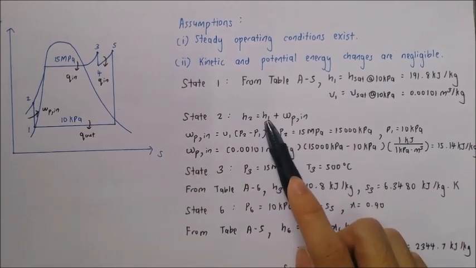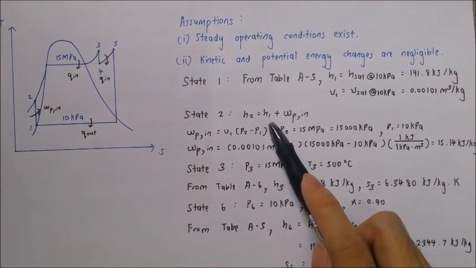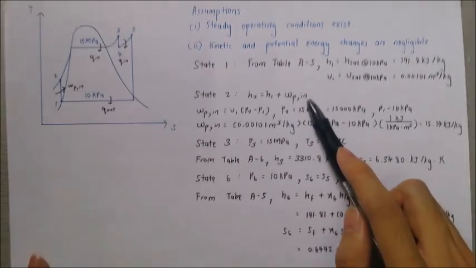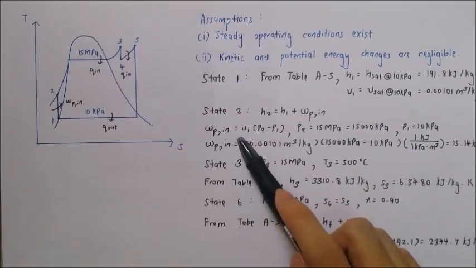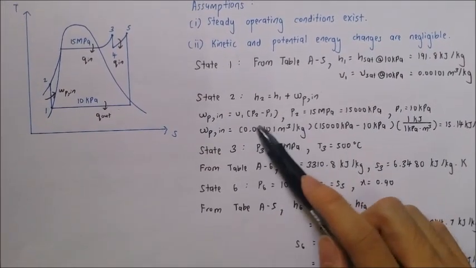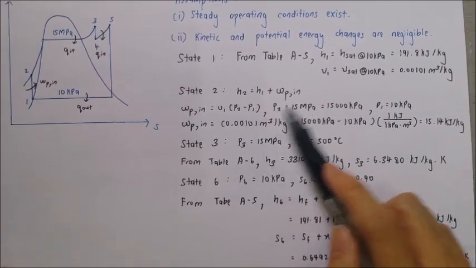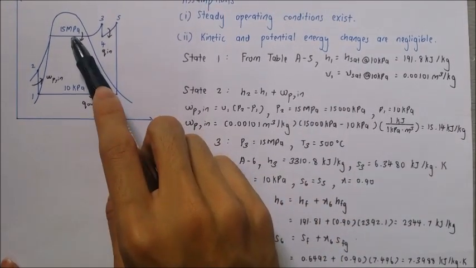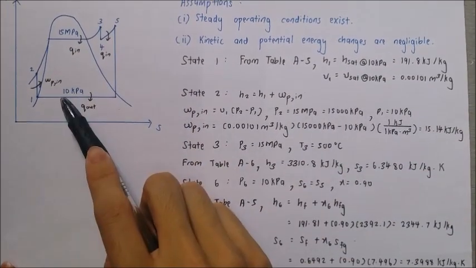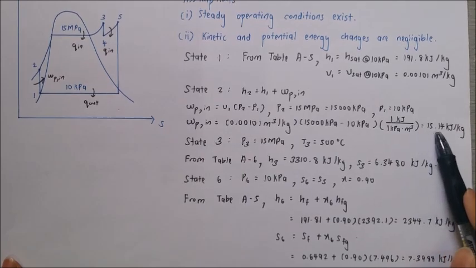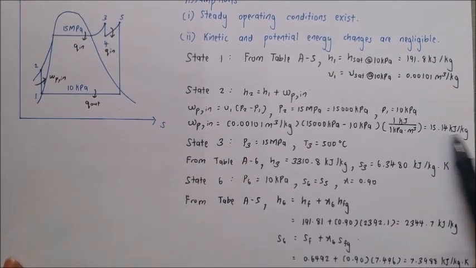For state 2, we know the relation that H2 equals H1 plus Wp,in. So what is Wp,in? Wp,in equals v1 times (P2 minus P1). We know P2 equals 15 megapascal, and P1 equals 10 kilopascal. So we substitute in the values and we get 15.14 kilojoule per kilogram.